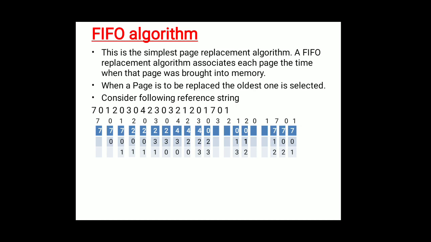So totally we will be getting 15 page faults in the first in first out algorithm. Here the simple logic is that you are going to replace the oldest page, or the page which has entered first will be replaced first. That is the logic behind the first in first out algorithm.